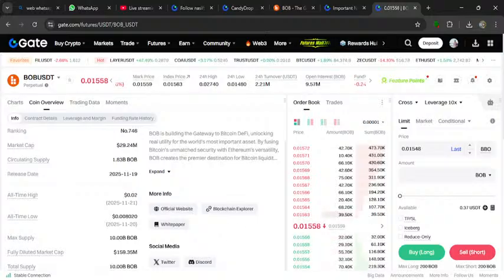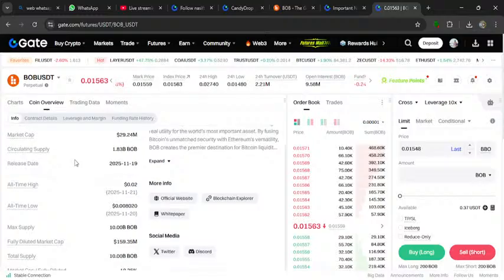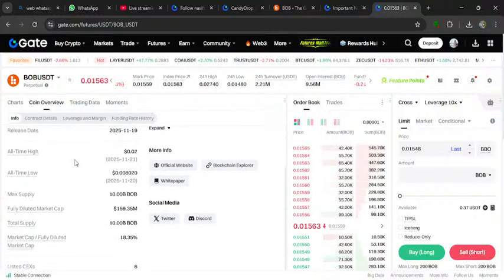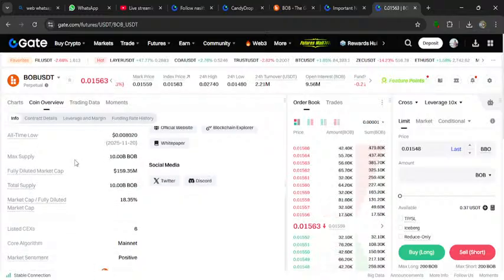If you have any questions related to this project, let me know, because my live stream will close very soon. And the BOB token: max supply is 10 billion BOB, fully diluted market cap is 159.35 million, and circulating share is 18.35%.